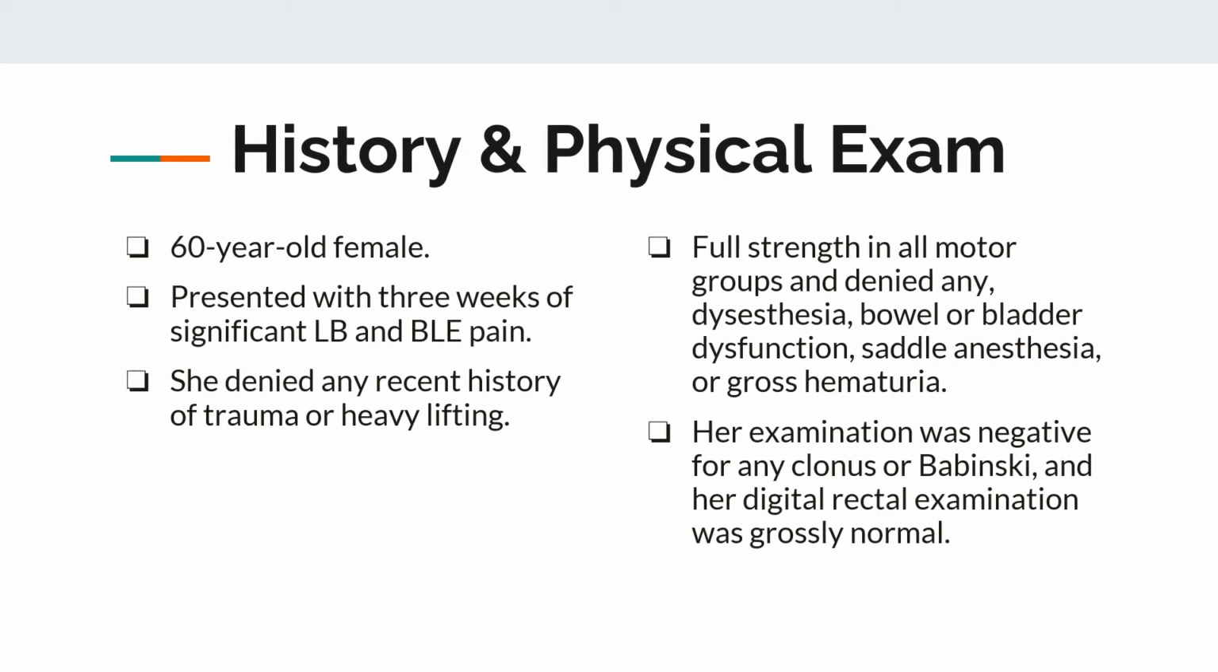The patient is a 60-year-old female with a history of hyperlipidemia, essential hypertension, chronic kidney disease, and cocaine and alcohol use, who initially presented with 3 weeks of significant low back and bilateral lower extremity pain, most concerning for sciatica, worse on the left side. She denied any recent history of trauma or heavy lifting.